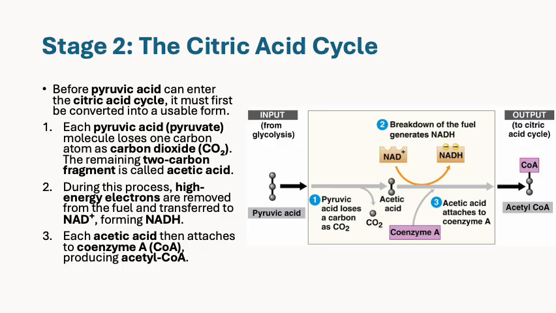Before pyruvic acid can enter the citric acid cycle, it must be broken down and converted into a more usable form. Each pyruvate molecule loses one carbon as carbon dioxide. The remaining 2 carbon fragment is called acetic acid. During this conversion, high energy electrons are transferred to NAD+, forming NADH. The 2 carbon fragment then attaches to a molecule called coenzyme A, forming acetyl coenzyme A. This step is critical because acetyl coenzyme A is the molecule that actually enters the citric acid cycle and allows this process to continue inside the mitochondrial matrix.